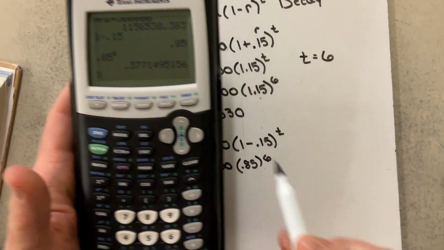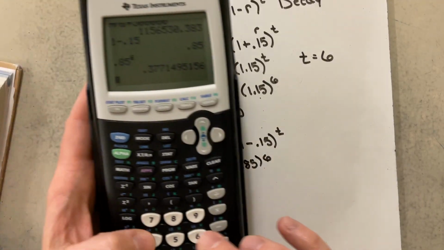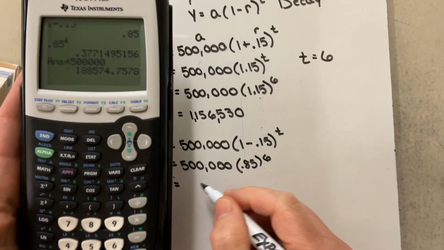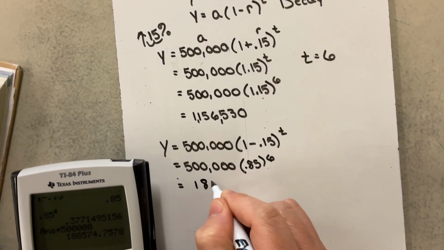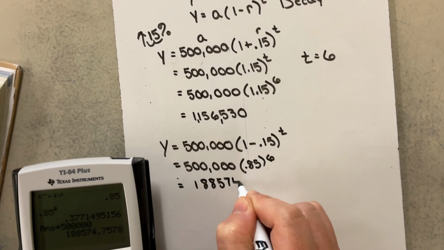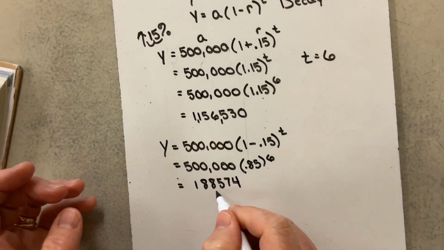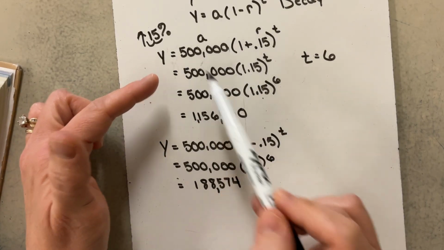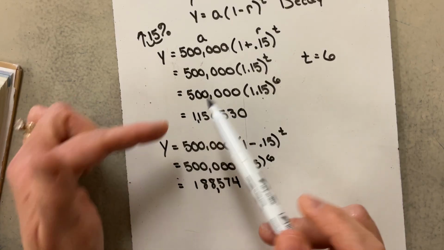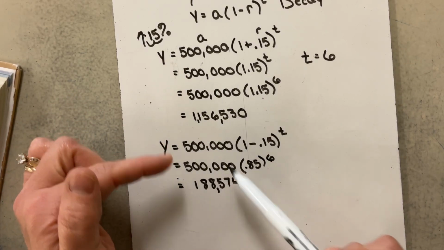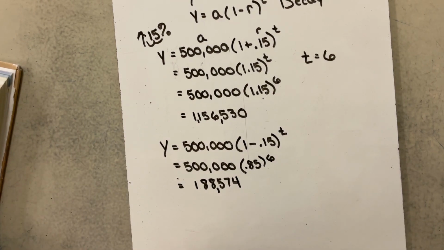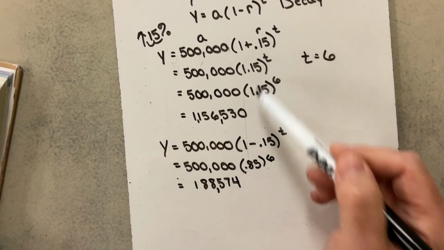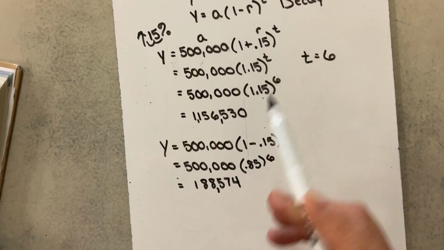You can see we're small now, right? Times, leave it in there, times that 500,000. And you get this number, which is 188,574. And I'm just going to stop there because, again, this was a people problem. Look at that huge difference. In 6 years, my 500,000 went here, or if it was a decay, 500,000 went down to 188,000. So decay brings you down, and you know that because this number is less than 1, or this number is more than 1 for growth.